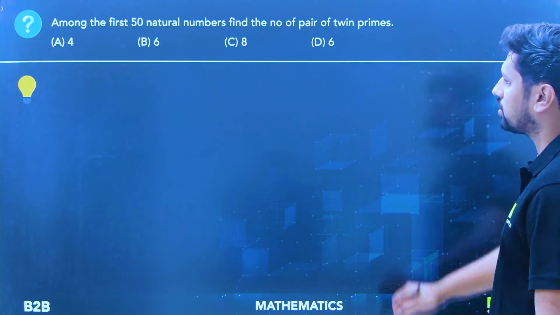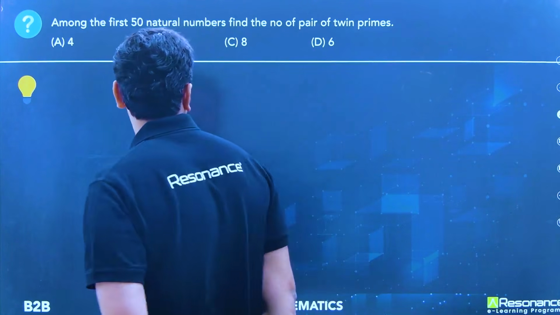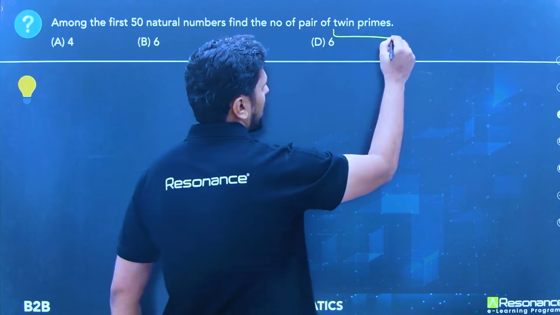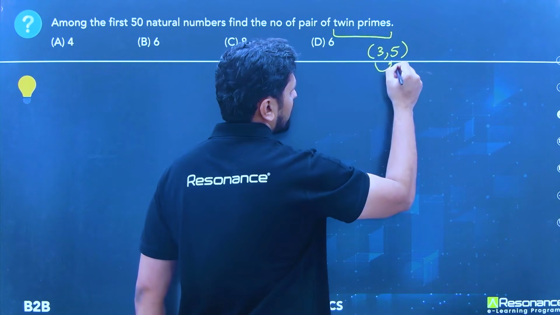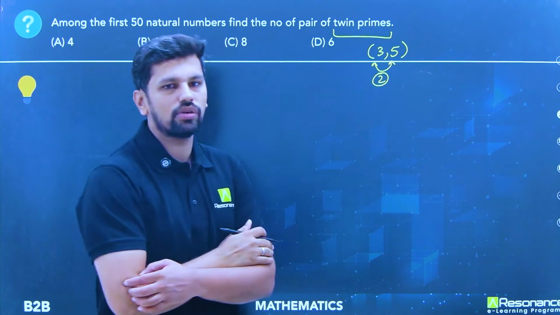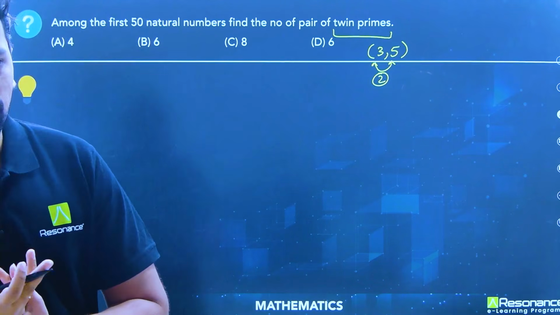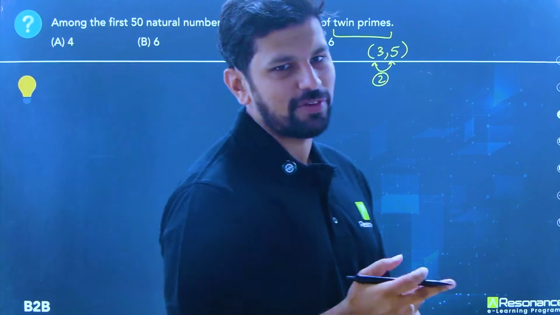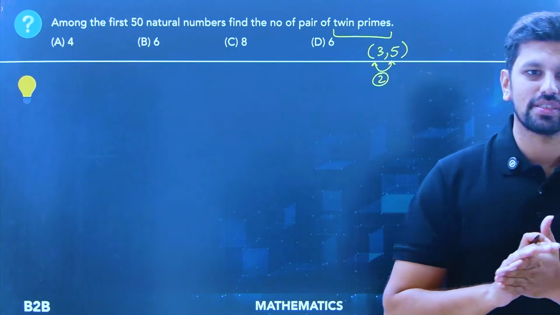Okay. Next question. Among the first 50 natural numbers, find the number of twin primes. Twin primes are primes whose difference is 2. A difference of 2 between two prime numbers is known as a twin prime. Oh, very fast. 6. Can anybody tell what the 6 twin primes are?